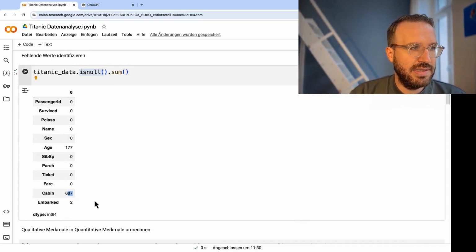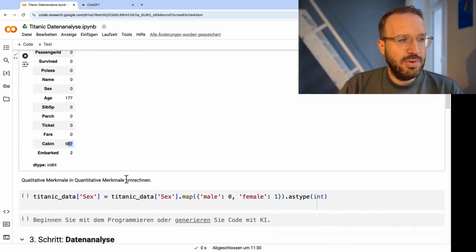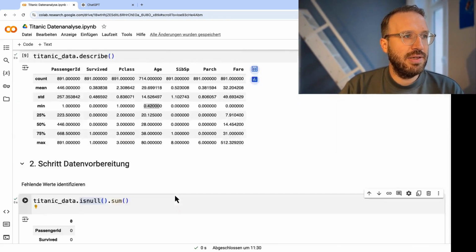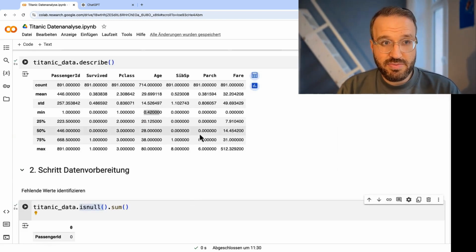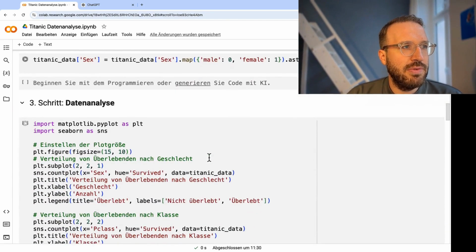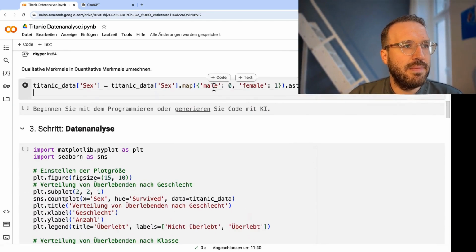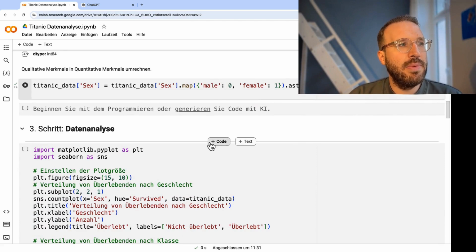And the cabin is almost never mentioned. Then we also have qualitative features such as gender. Here we simply write male or female, so we don't have any reasonable metrics because we can only do that with quantitative data. Therefore, we will perform a transformation. It is often the case that we convert male to 0 and female to 1. And so we have quantitative features.